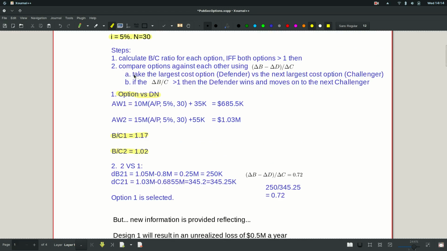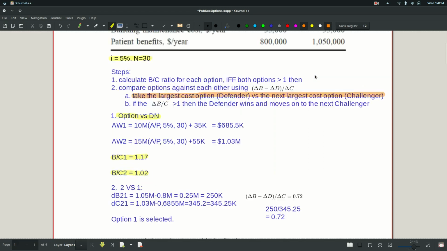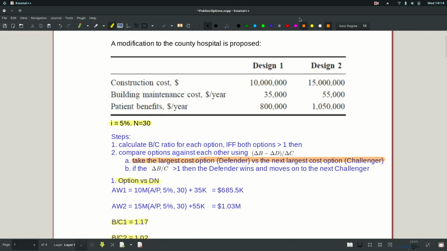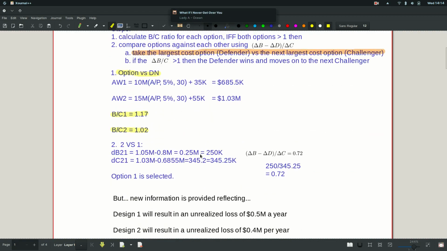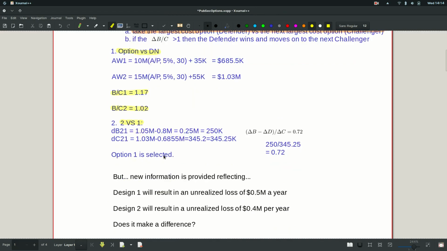And notice in the steps here, it says that we're going to take the largest option, and that will be the defender. And that's going to be competed against the next largest as far as costs go. Now in this one, it's pretty simple because we only have 2 designs. So design 1 has the larger upfront cost, 15 million bucks. So it's going to be the defender. And design 2 is the next largest cost, 10 million. So it's going to be 2 versus 1. So that's why we have here 2 versus 1.